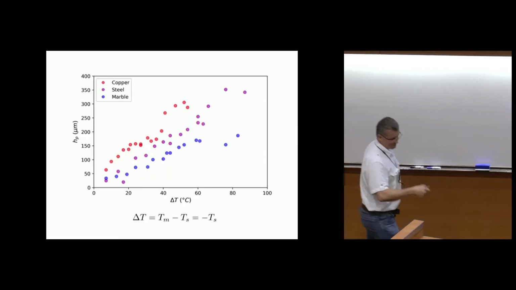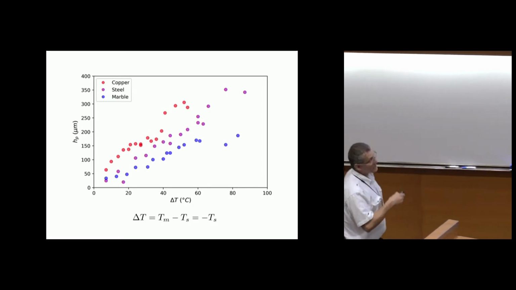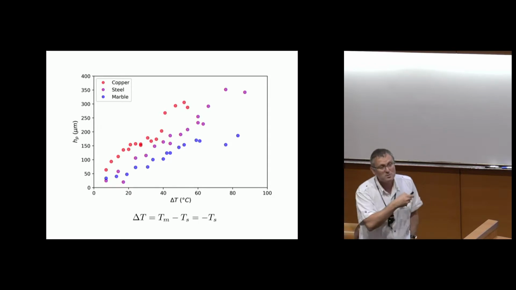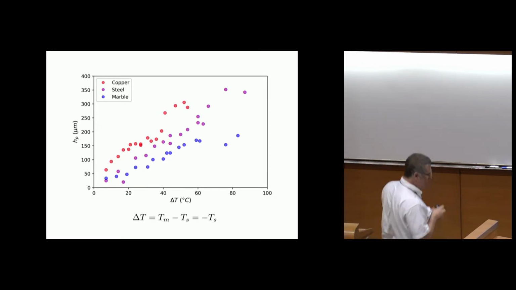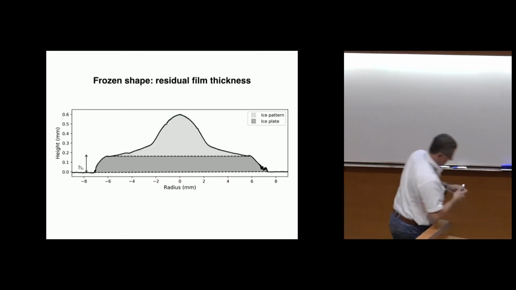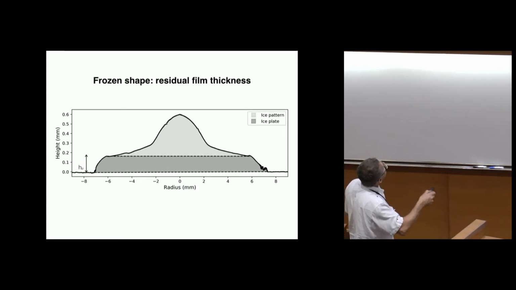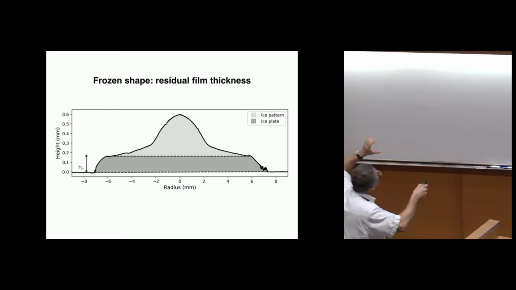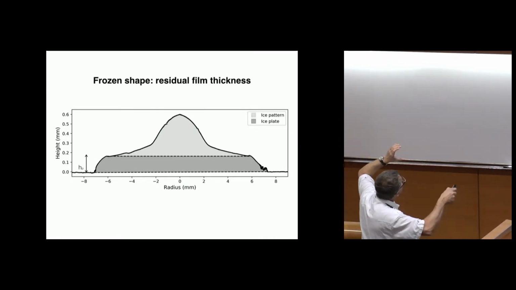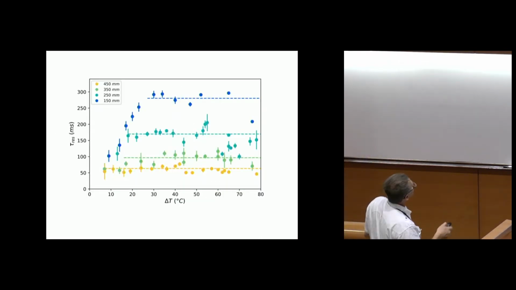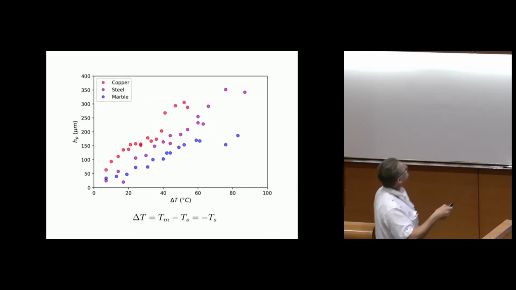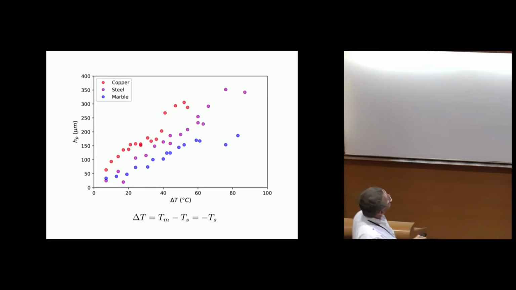Okay, so if you measure now this HP, we can change the temperature difference, and you can also change the substrate. We decide to define HP as this level of residual, what you call the residual ice layer, and if you measure it for different substrates, you obtain these curves. These curves are interesting for two reasons.